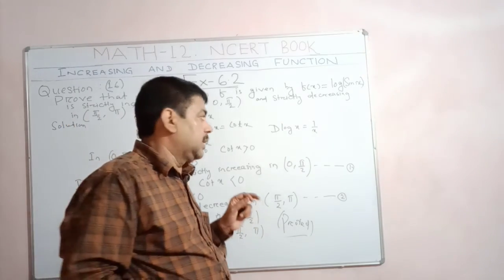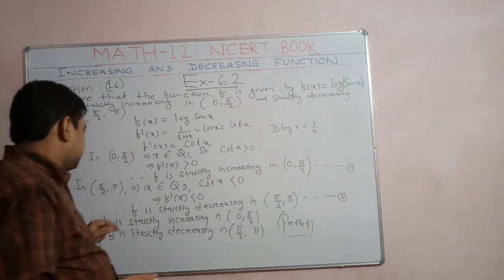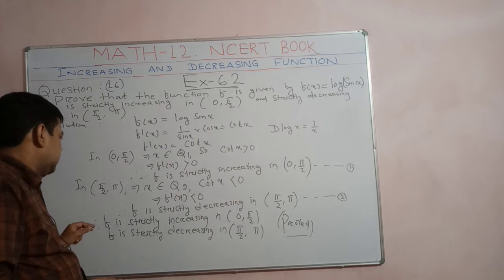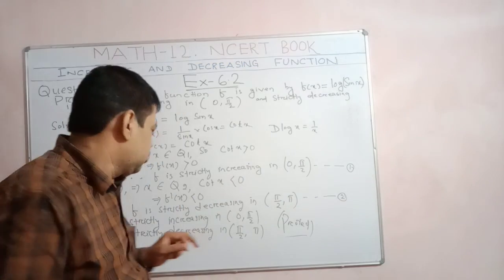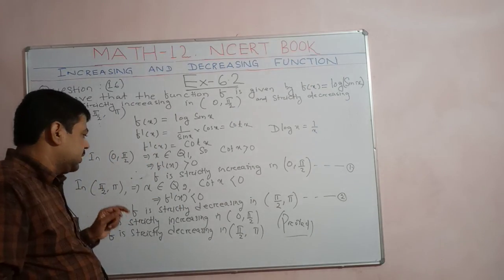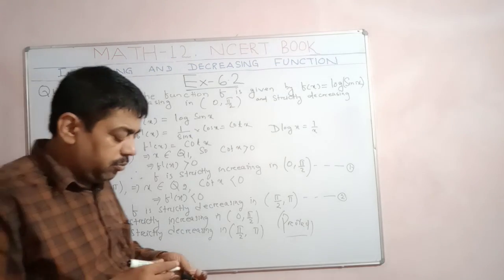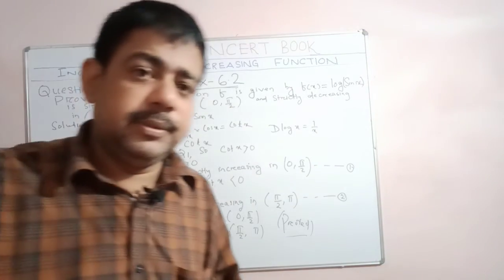Understand? Thus it is clear that in this given particular question, we proved that the function f is strictly increasing in the interval 0 to pi upon 2, and the function f is strictly decreasing in the interval pi by 2 to pi. Okay, understand? Is it clear?